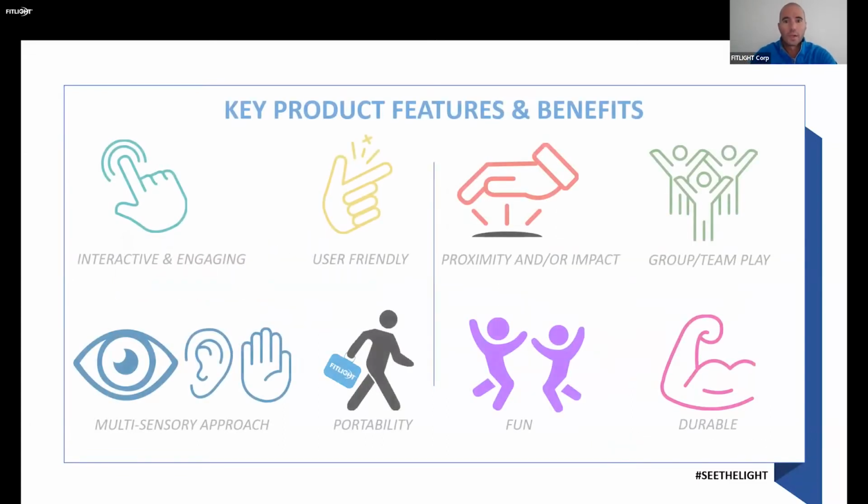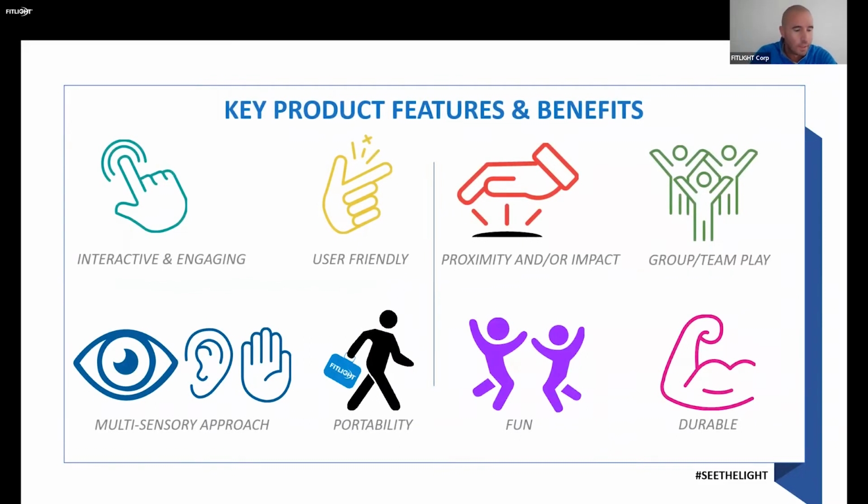So what are some key features for FITLIGHT? As we've seen, they're very durable. Each light has a proximity sensor and an impact sensor. This can come in handy, and we'll show a little bit about that later. So when a light goes on, you have to deactivate it by either touching it or going past it. So there's a motion sensor, and not having to touch a light can be very important for certain protocols.